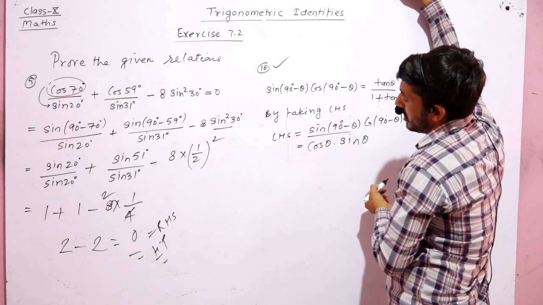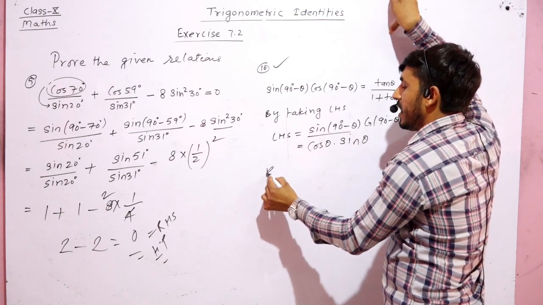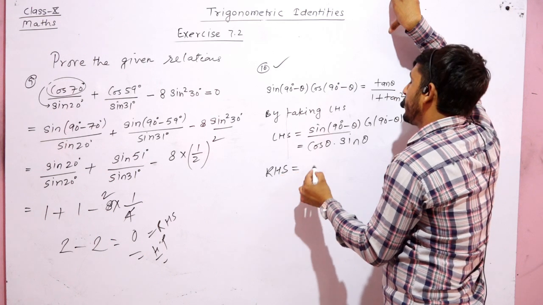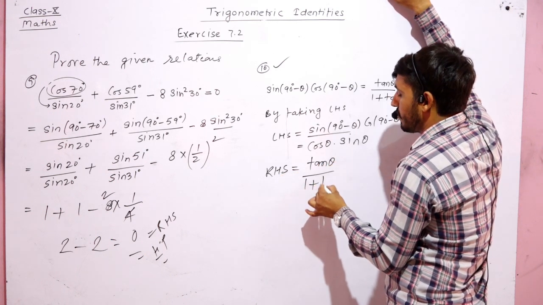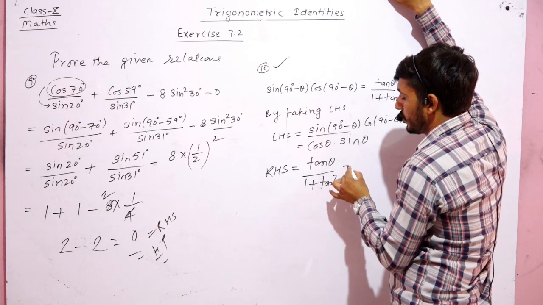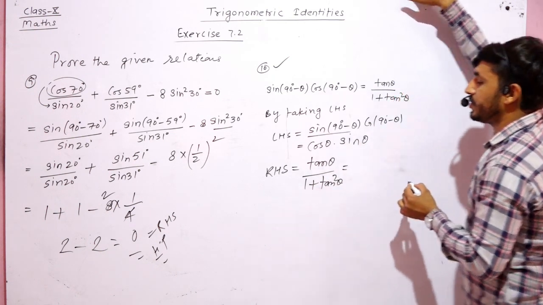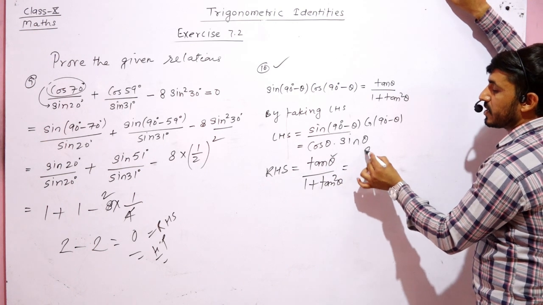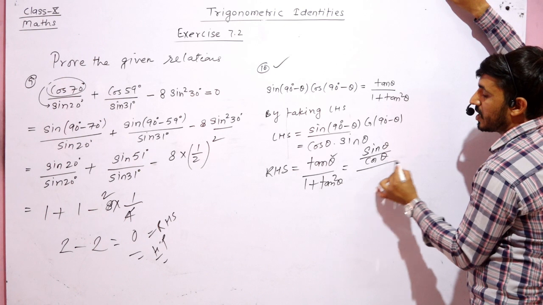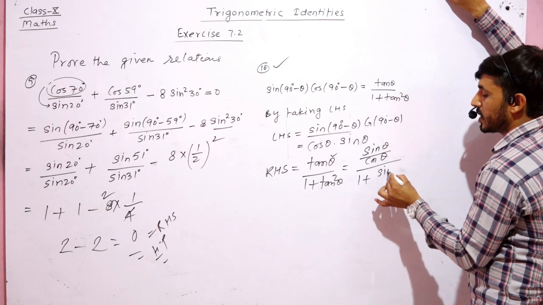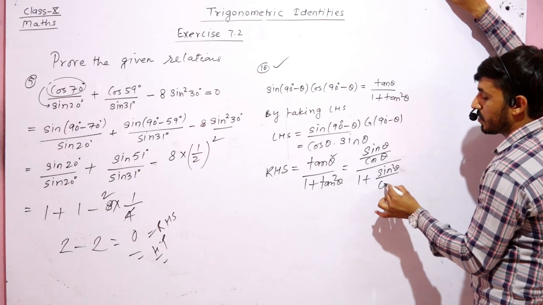So this is the LHS. So we will solve the RHS separately. RHS is given as tan theta divided by 1 plus tan square of theta. How can we solve it? As you can see here, tan theta is written, so we can write it as sine theta divided by cos theta. Again, 1 plus sine square theta divided by cos square theta.